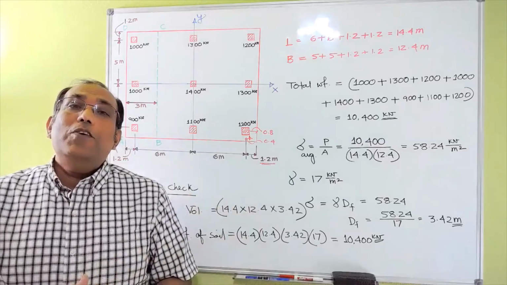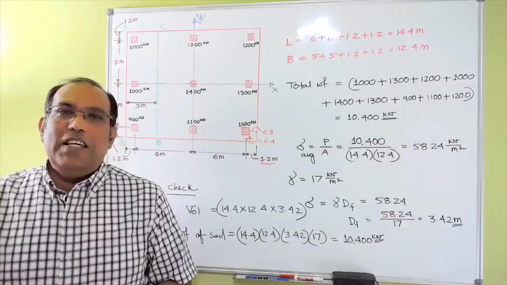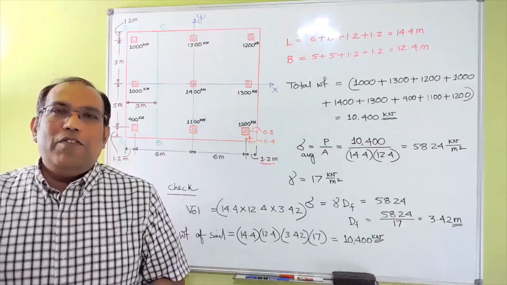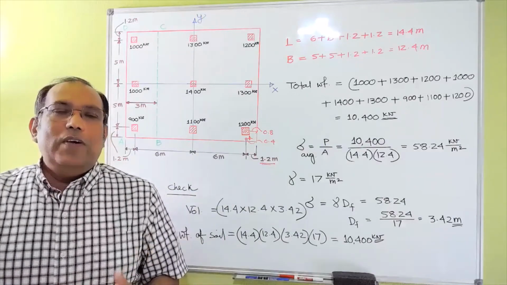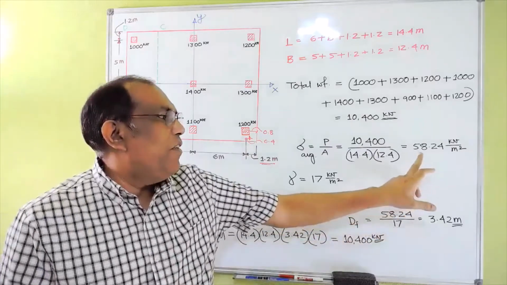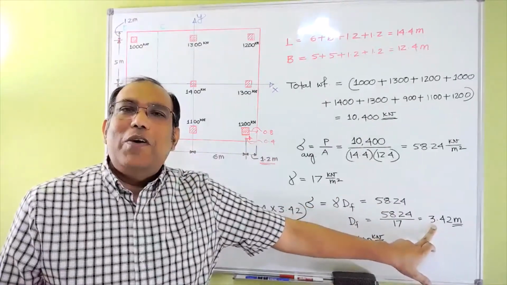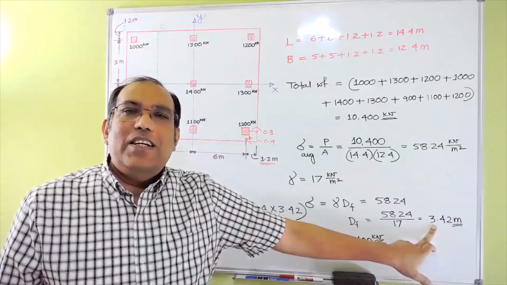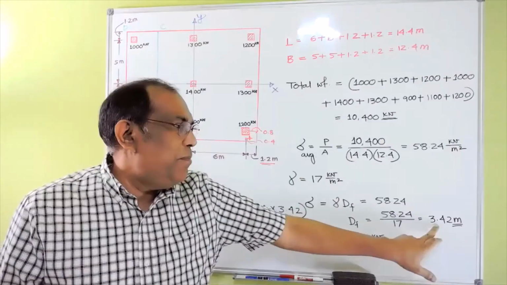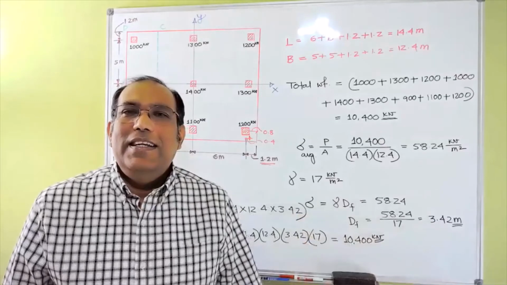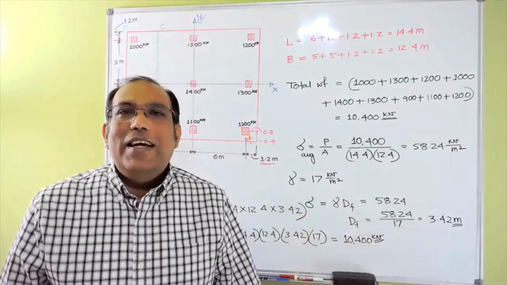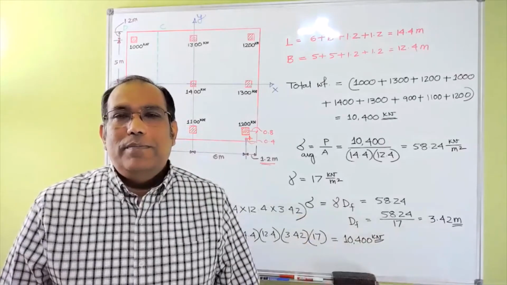Now, if I want to do 50% compensated, what would be my depth of foundation? That would be just half of that. If I want 75% compensated, then 75% of this one. Make sense? Okay, now let's move forward.